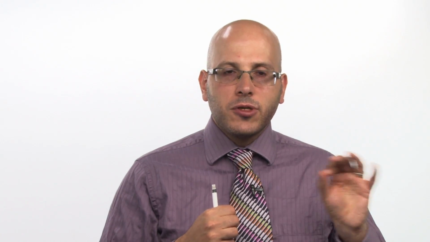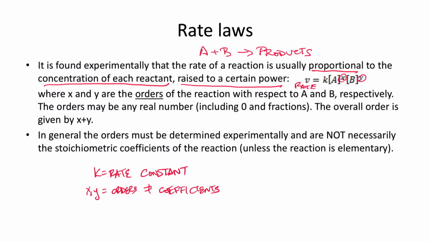The only exception is if you see the word elementary written in the question. If you see elementary, then the orders are the coefficients when you look at the balanced chemical reaction. Or if they show you a mechanism, which is a series of steps, then for each of those individual steps, you can assume that the coefficients are the same as the orders. But in general, the orders could be anything. It could be 0, 1, 2, a fraction, or negative. It could be any number that you want.